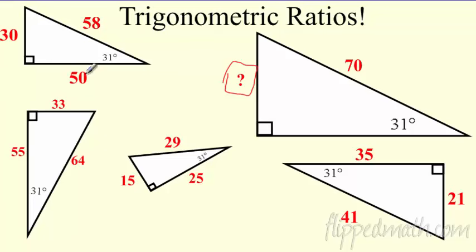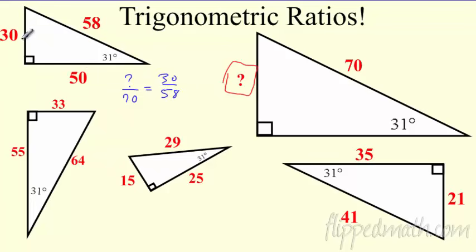Alright, hopefully when you went through there, you came up with, yeah, they're all right angles and they're 31 degrees, so they're all similar. So you could have come up with some kind of similar triangle thing. You could have said, oh, okay, the question mark relates to 70, the hypotenuse there, the longest side. But if I take it to any one of these triangles, I got this ratio like 30 is to 58. So they're always the same ratio.